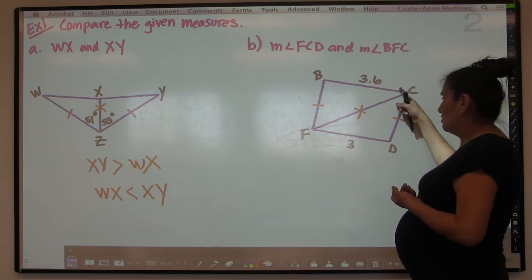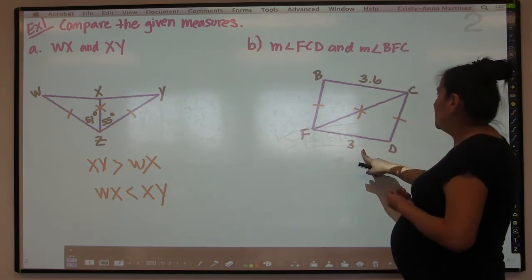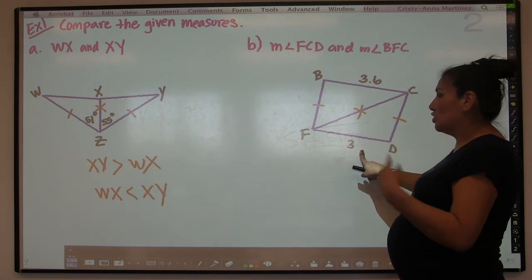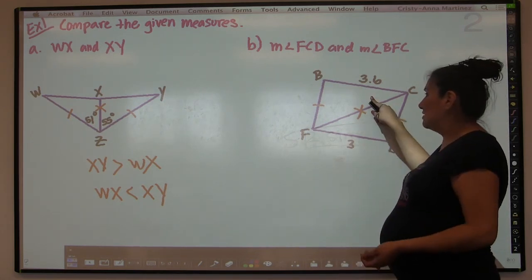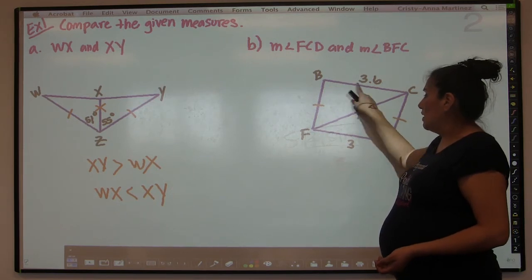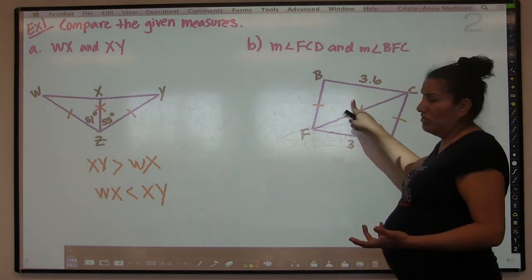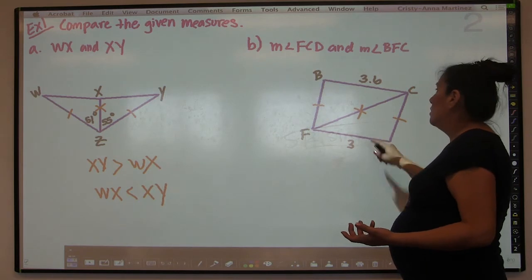So 3.6 is obviously larger than 3. So we know that BC is larger than FD. Because the third side is larger, we know that the angle that is included in this triangle is going to be larger than the angle that is included in this triangle.